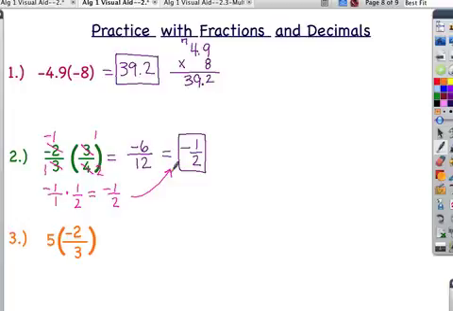Now for number 3, I have 5 times -2/3. I can treat 5 as a fraction, 5 over 1, and multiply that by -2/3. Multiplying straight across gives me -10/3, which is an improper fraction. So then I change it to a mixed number, -3 1/3.